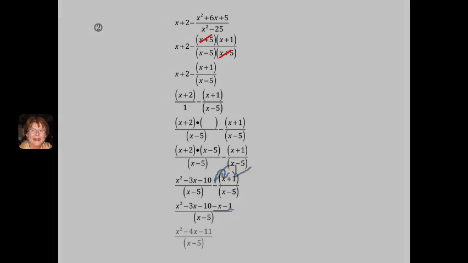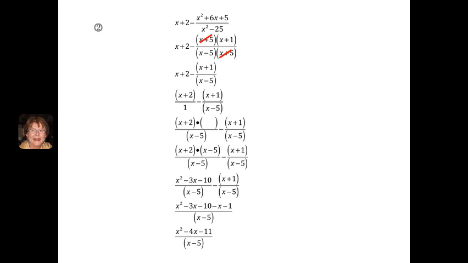Then what would you do? You would collect your like terms. X squared, there are no other like terms with x squared as a variable. But you've got negative 3x minus x, which is negative 4x. And negative 10 minus 1 is negative 11. So after you've simplified that numerator, you have your lowest common denominator, you have your rational expression, but then the last step is to verify. Can I factor the numerator? No, you cannot factor the numerator. Therefore, we're done.